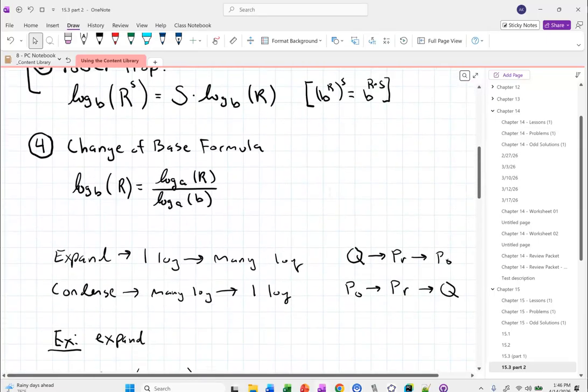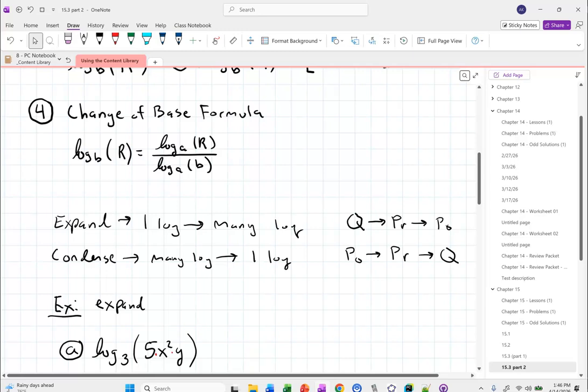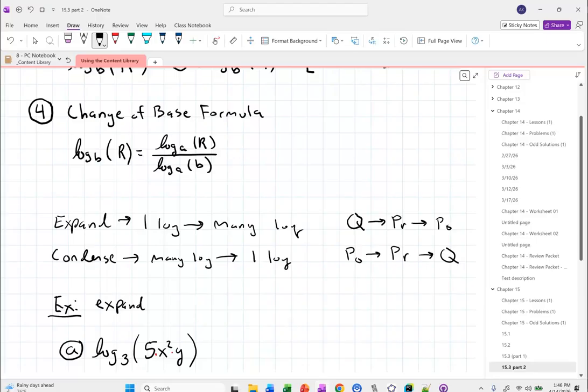Okay. So the 2 types of problems we're going to talk about are expanding and condensing. In an expanding problem, we're going to take one logarithm and break it apart into many logarithms. In condensing, we're going to take many logarithms and squish them all back together into a single logarithm. Everybody's okay with that? So one problem goes one way, the other takes you back to the start. Everybody's good with that plan?